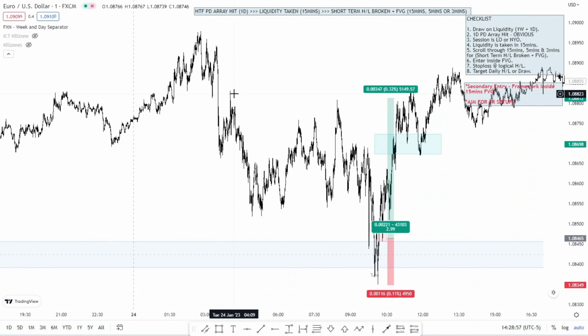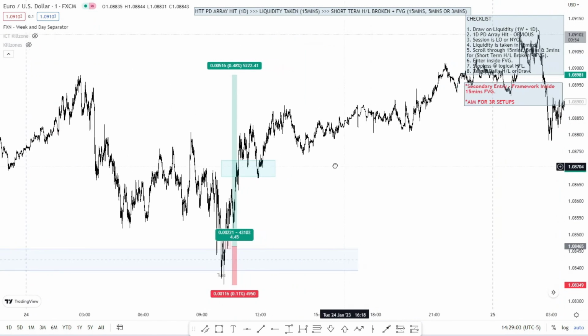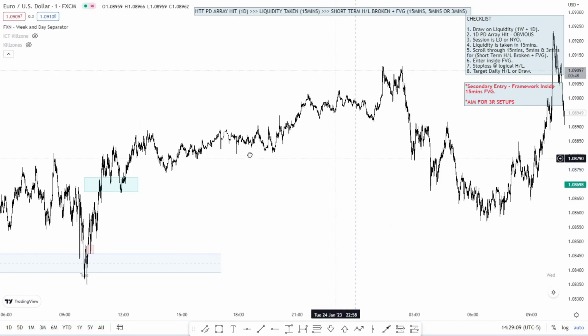But we knew it may come for these highs. That is 51. That is 4.45. It came actually overnight. Took them out. And that is your setup.